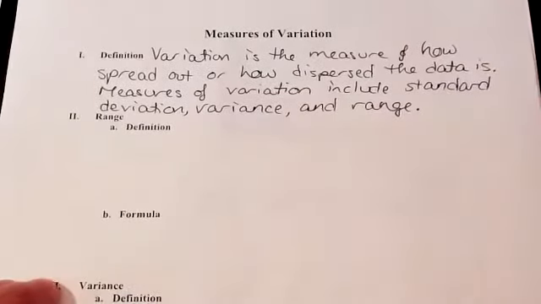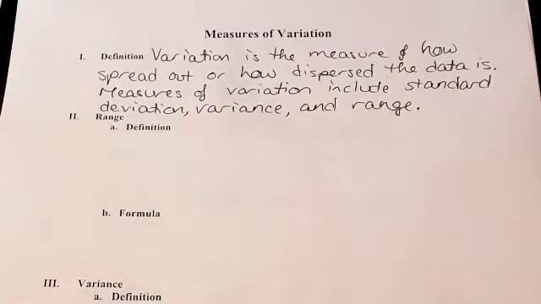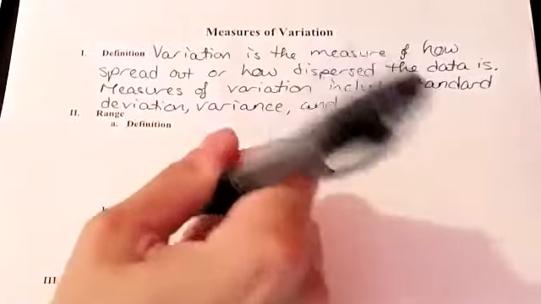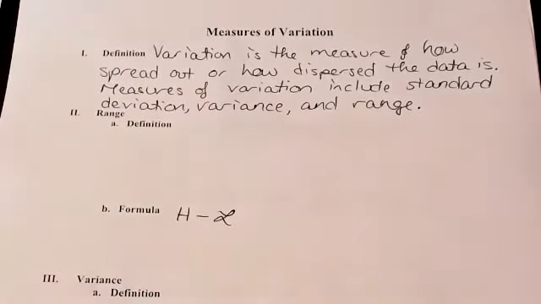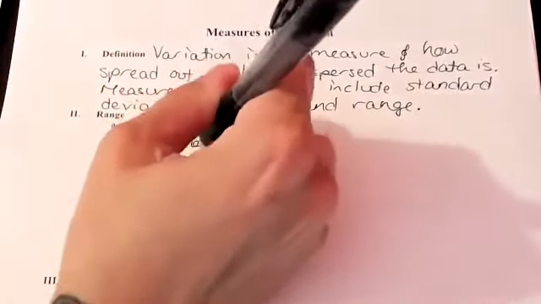Variation is a measure of how spread out or how dispersed the data is. Measures of variation include standard deviation, variance, and range. We talked about range last time. We referenced the fact that range has to do with your high value and your low value, and then trying to determine how spread out the data is between those two. So I'm going to skip forward to where it says formula, and I'm just going to write H minus L. So it's your high value for the entire set of data minus the low value of the entire set of data.